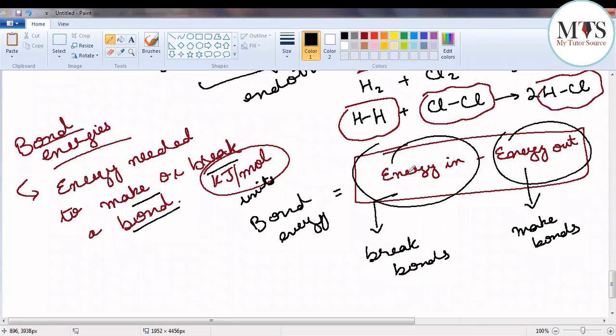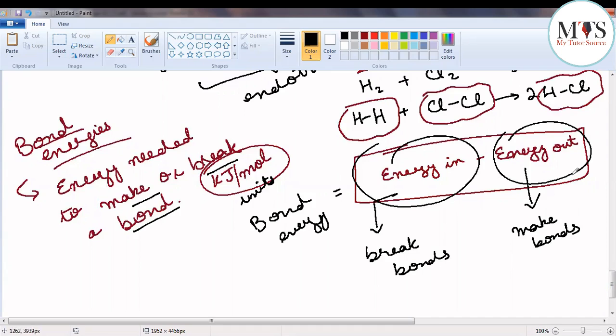So that means energy that is being absorbed or taken in is associated with the bond breaking process, right? Because bond breaking is always the endothermic process and bond making is always the exothermic process.